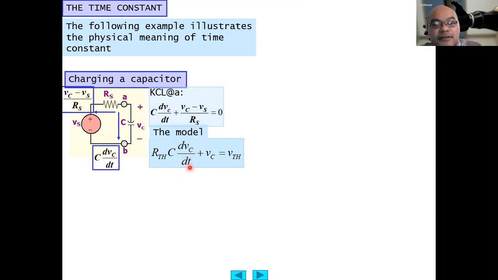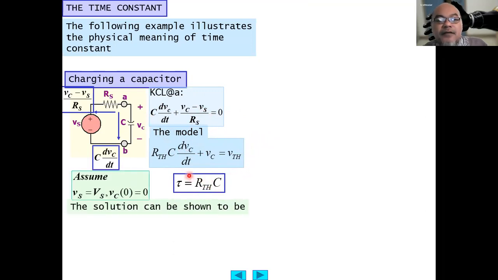So Rth C dVc/dt plus Vc equals Vth. Here we multiply each term with Rs, so this becomes Rth C dVc/dt plus Vc, and then we move the term Vs to the right-hand side of the equation. So the Vs becomes the Vth, and tau here becomes Rth C. Assume Vs is constant, and the condition Vc at t equals 0 is 0.